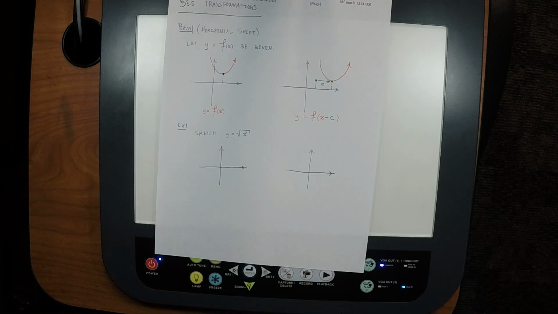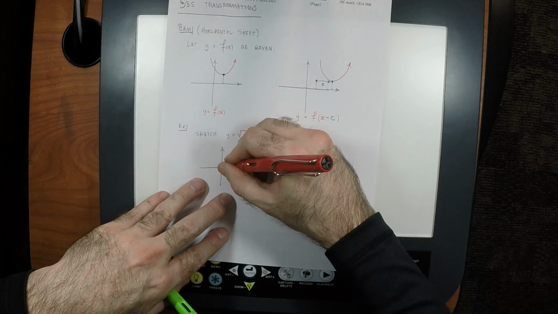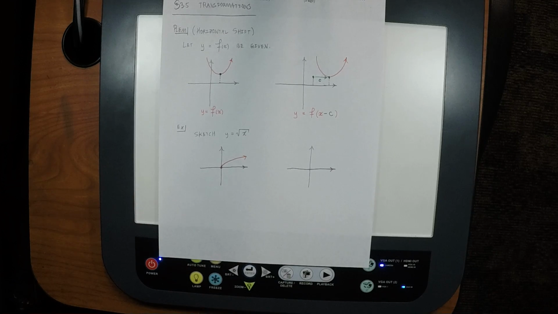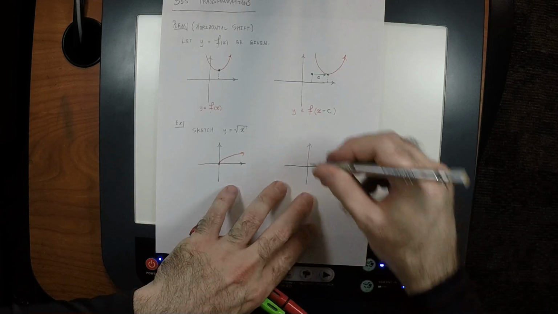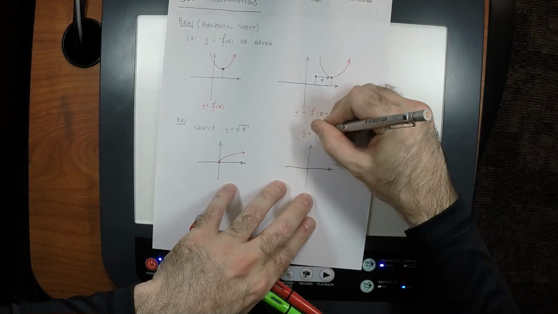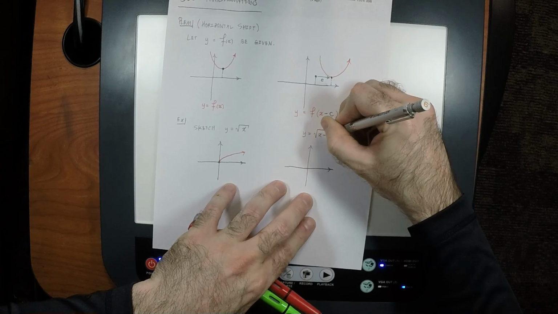So how does it look? Right? So it starts there at the origin and then it goes like that. Okay. Fine. Then in that case, would you please sketch y is the square root of x minus 3.